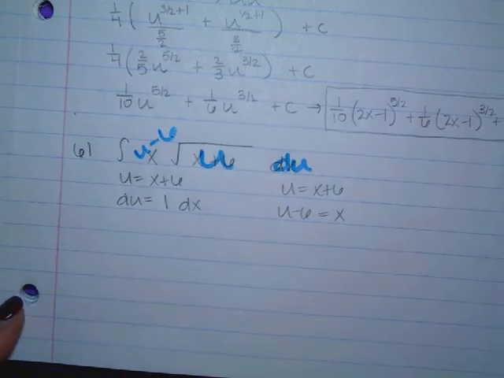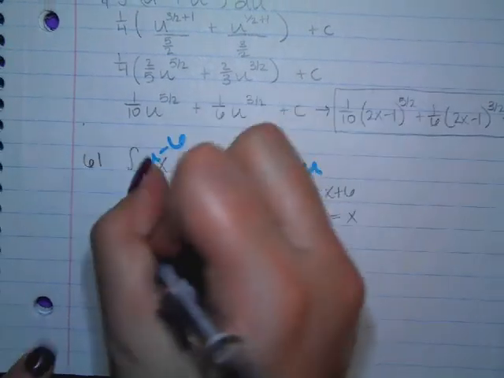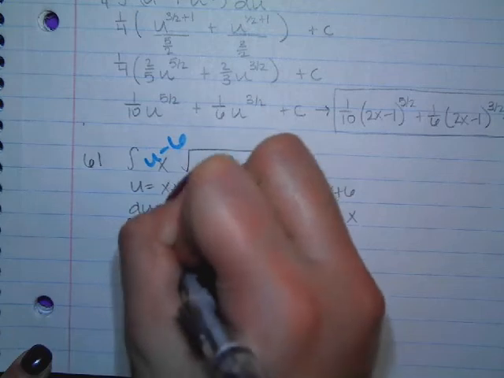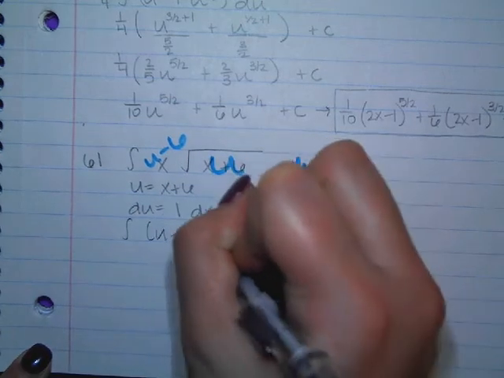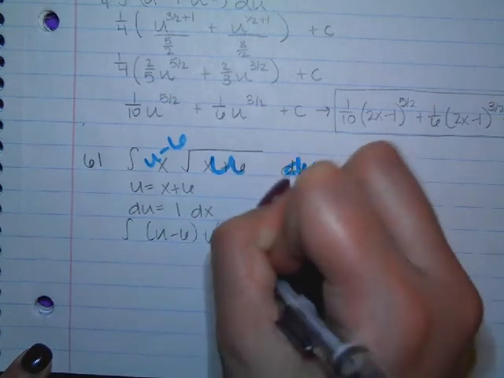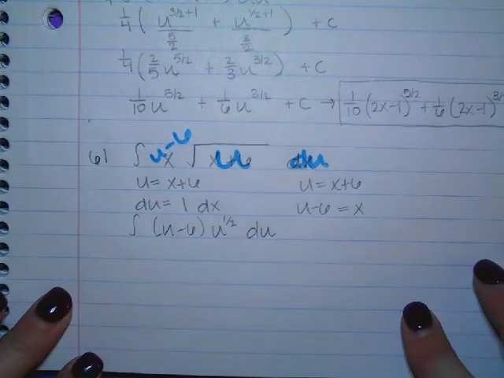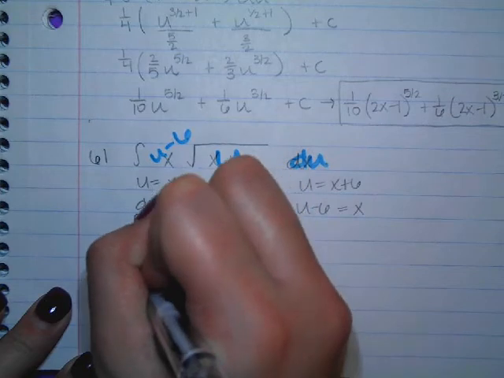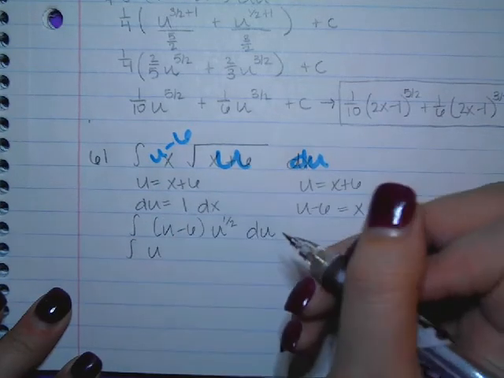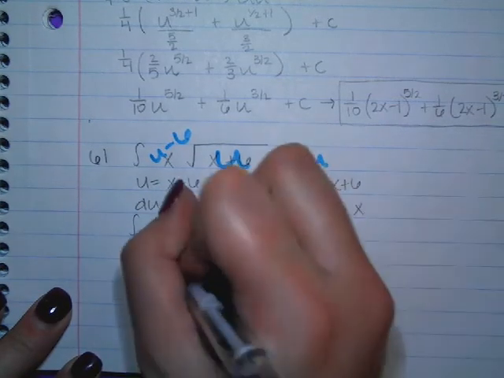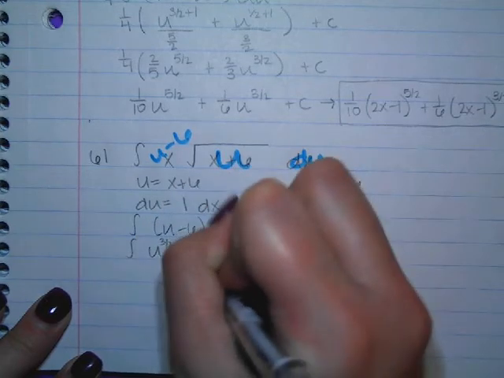Okay, so we have u minus 6 times u to the 1/2. Are we okay with that? Yeah. And then you distribute. So we've got u to the 3 halves minus 6 u to the 1/2.